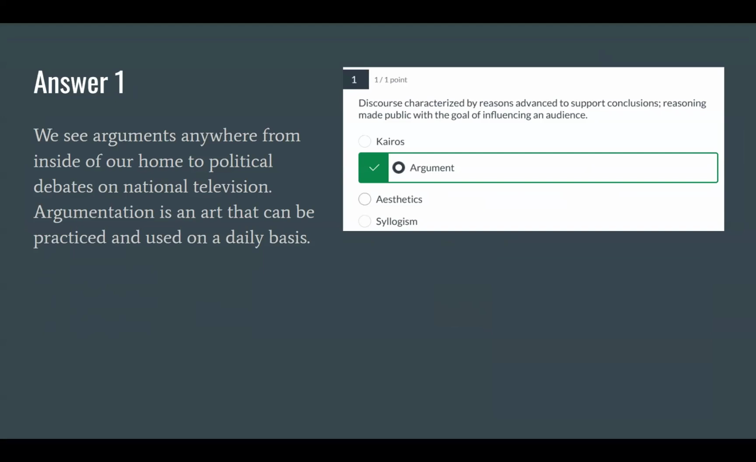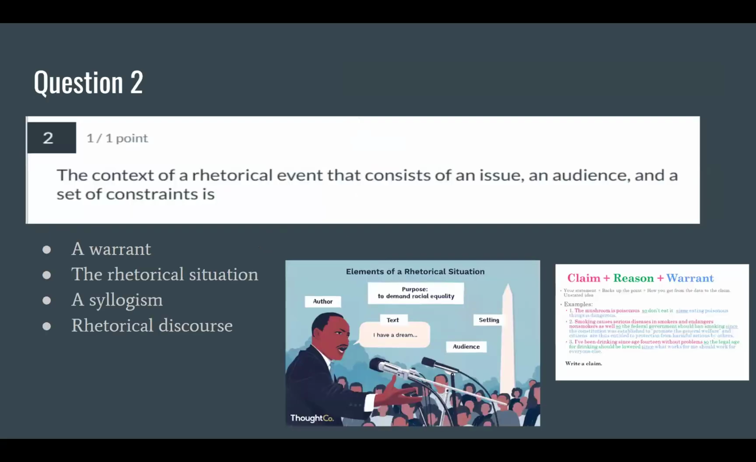See, we see arguments anywhere from the comfort of our home to political debates on TV. Argumentation can be practiced and used on a daily basis, if used correctly, obviously. So yeah, number one is going to be argument. On to question number two.